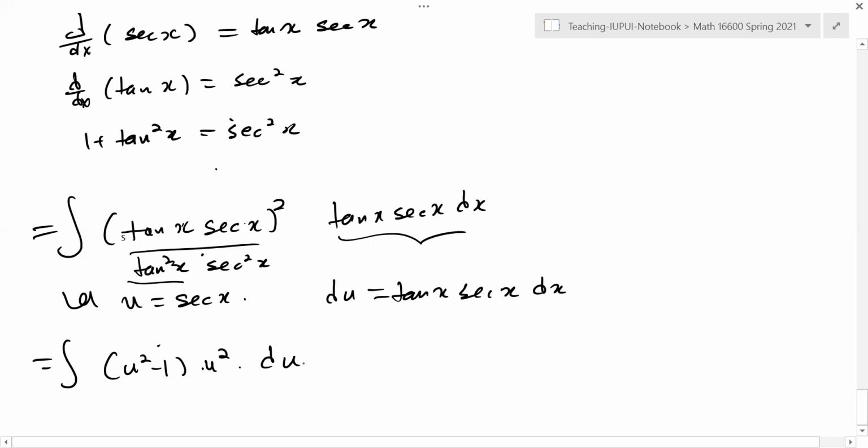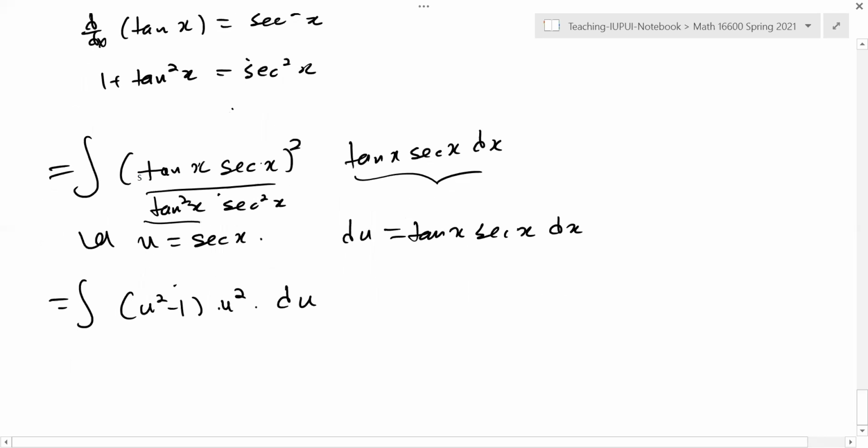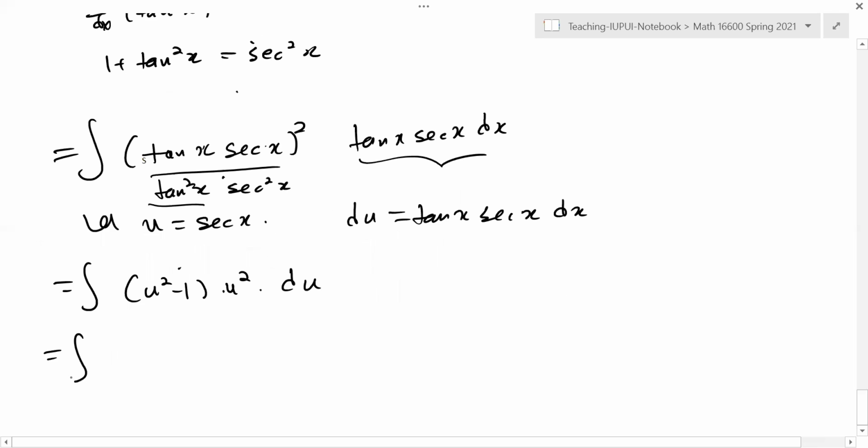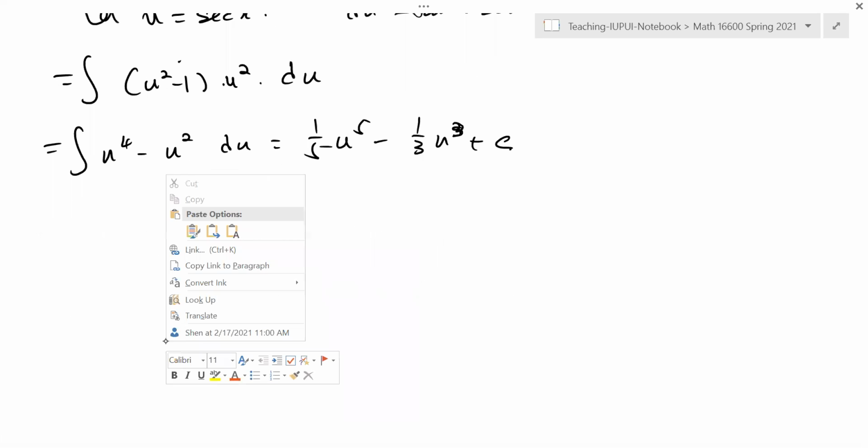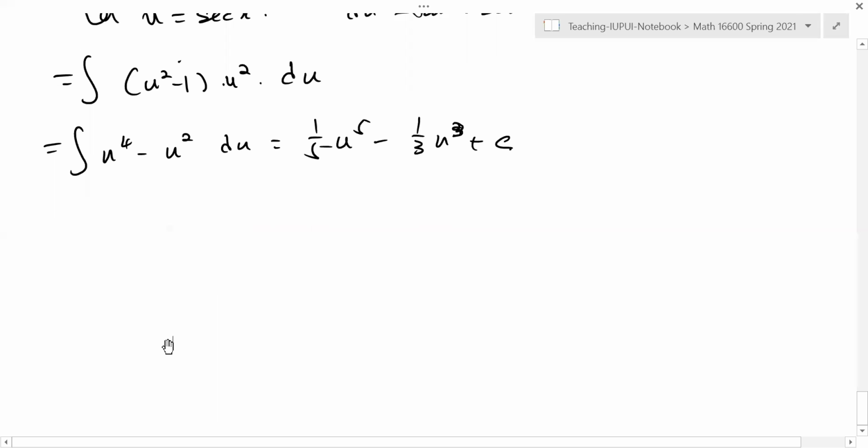After it's expressed in this form, then it's just integrating a polynomial, okay? So it's u to the fourth minus u squared du, and that's 1/5 u to the fifth minus 1/3 u cubed plus constant, okay? And then you replace u by secant x.